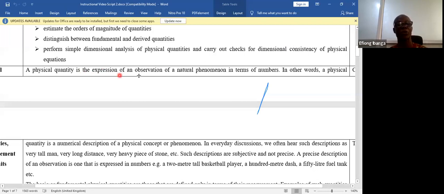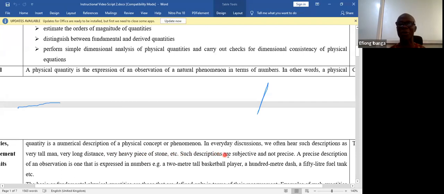A physical quantity is the expression of an observation of a natural phenomenon in terms of numbers. In other words, a physical quantity is a numerical description of a physical concept or phenomenon. In everyday discussion, we often hear such descriptions as very tall man. If you have somebody that's tall and I ask you to describe him, you will say it's very tall. Or you can say the distance you have walked is very long distance. Or you can say a piece of object is very heavy piece of stone, etc.